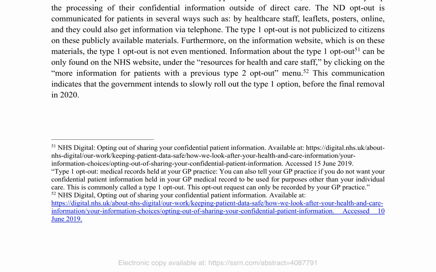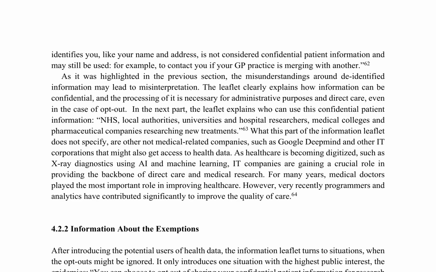However, the Type 1 opt-out is not publicly promoted, and can only be found on the NHS website under Resources for Health and Care Staff. The ND opt-out only applies when identifiable data is shared for research and managing the healthcare system efficiently, thus excluding anonymized and pseudonymized data. The terms anonymization and pseudonymization are used consistently with the General Data Protection Regulation (GDPR) and the EU Data Protection Board, where anonymized data cannot lead to the identification of the data subject, and pseudonymization reduces the linkability of a dataset with the original data subject.